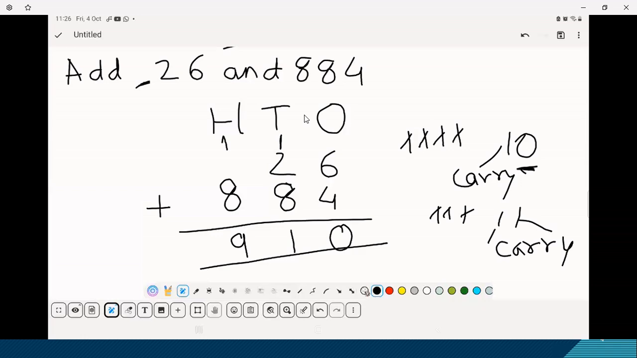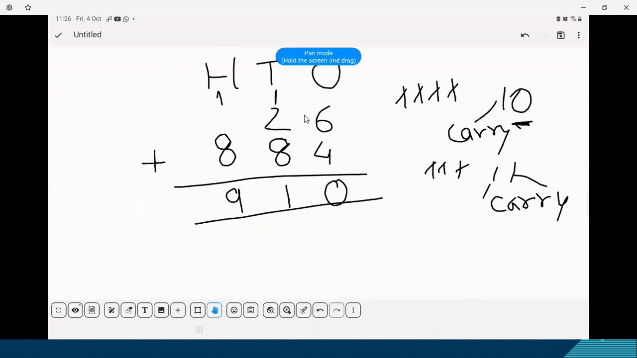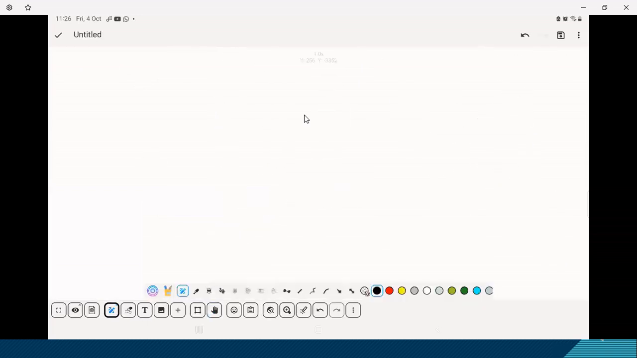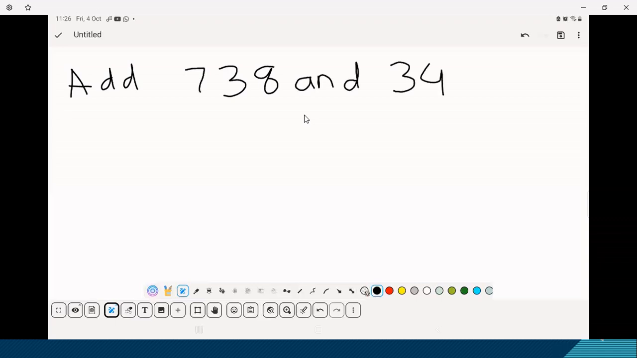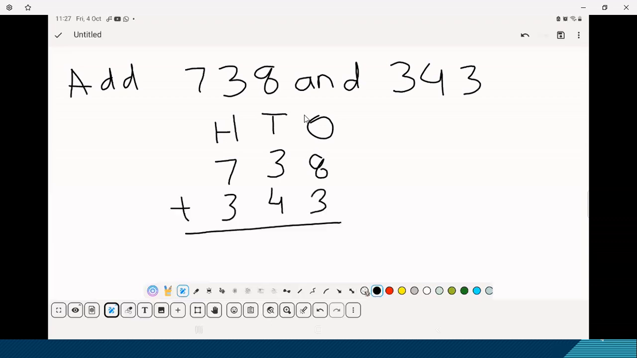Now there is one more problem. Okay, let's see. If we want to add 738 and 343, now how will we do that? We take some big numbers, okay? Then we have to write the numbers in HTO pattern and then add. So 738 in HTO pattern and 343 in HTO pattern with an addition sign.